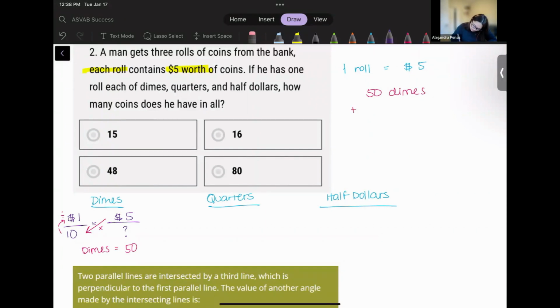How many quarters in $1? 4. Now I want you guys to tell me how many quarters should I have if I have $5? I should have 20. So the quarters, I should have a total of 20.